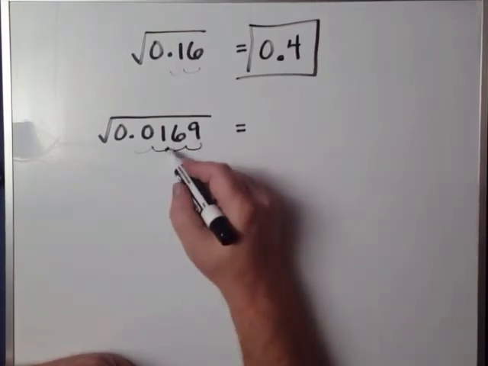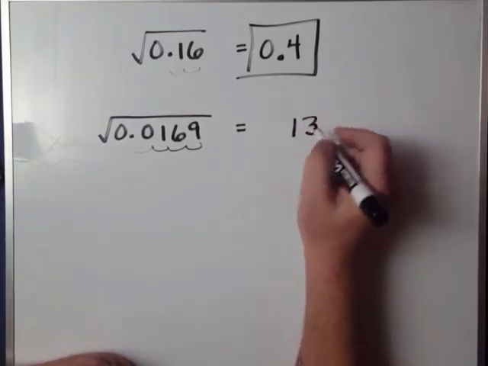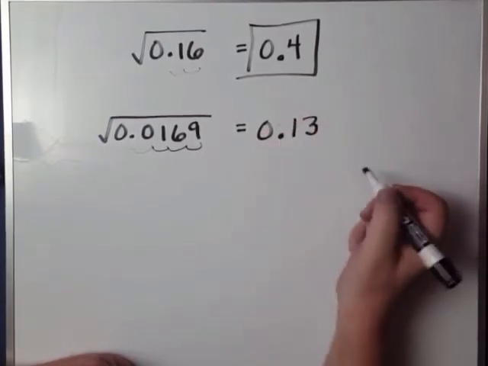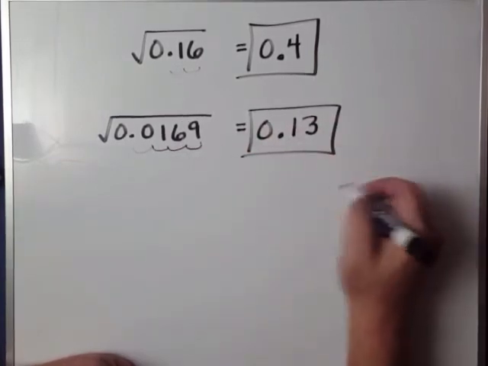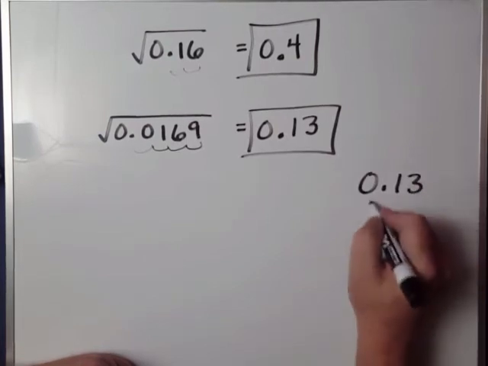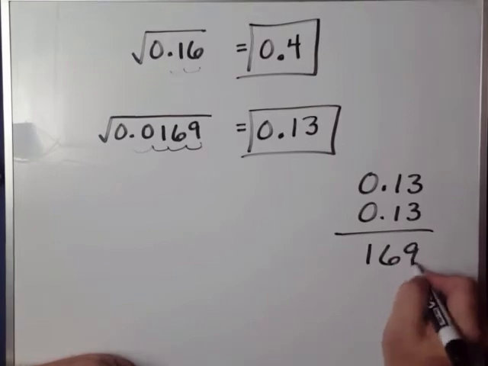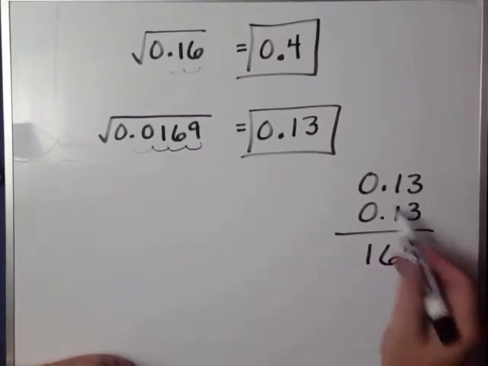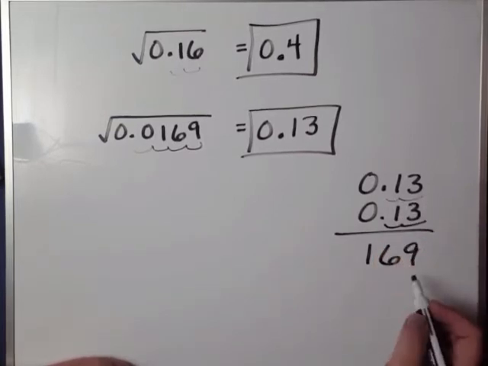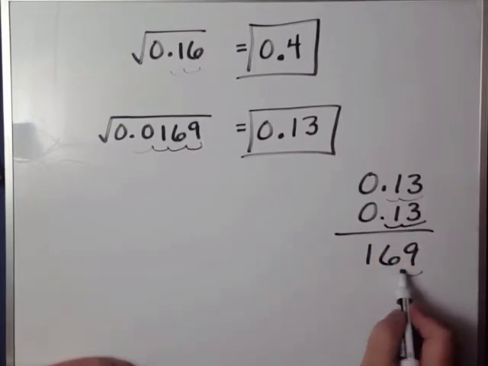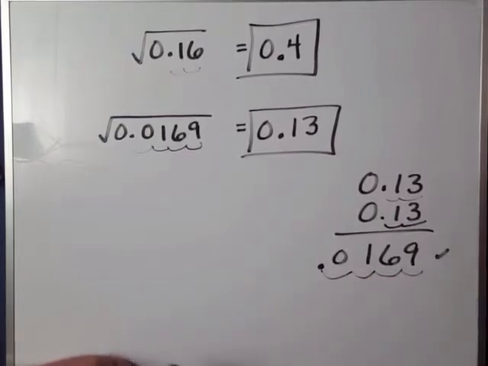What times itself gives me 169? 13. A 13 with 2 decimal places will give me back a 169 with 4 decimal places when I check. 13 times 13 is 169. I'm not going to go through the long multiplication. We know 13 times 13. And there are 1, 2, 3, 4 decimal places in the problem, so we give the answer 1, 2, 3, 4 decimal places. And so that checks.